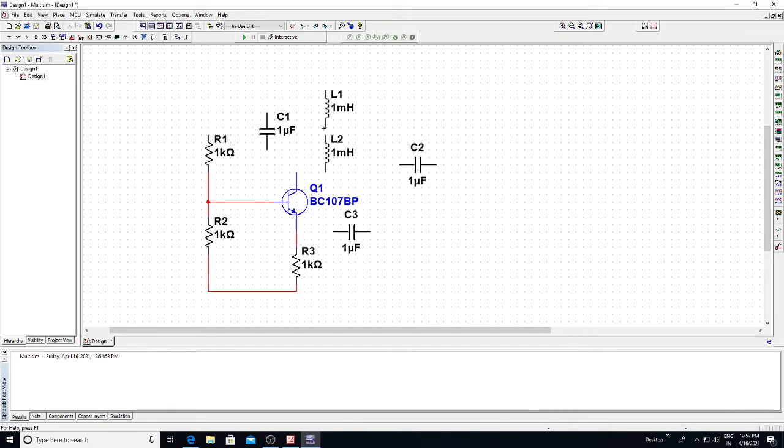And here make sure these both are in series, and this should be connected to the capacitor end, and that should be connected to the other inductor end.